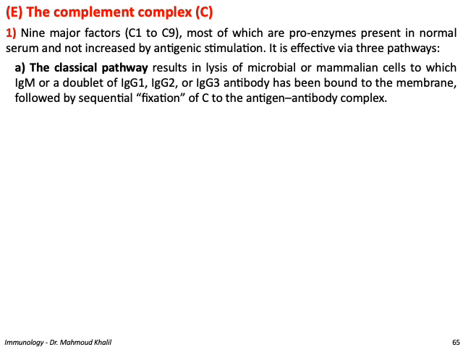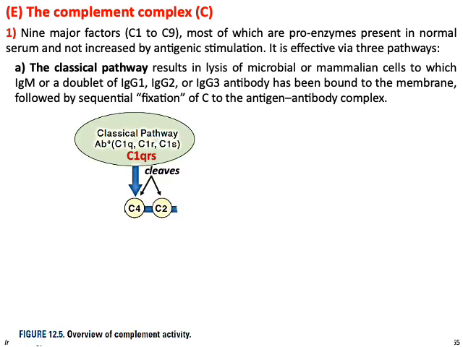To summarize, the classical pathway starts with the effect of the antibody and the 3 molecules C1q, C1r, and C1s, termed C1QRS. This C1QRS cleaves C2 and C4. Upon cleavage, C4b plus C2a on the cell surface form C4b2a, which is termed C3 convertase.